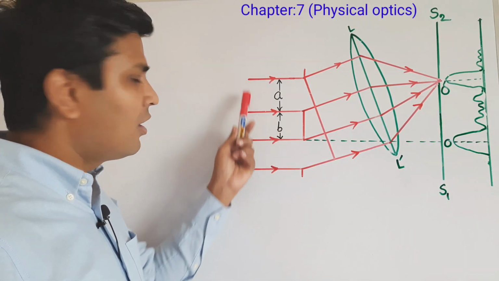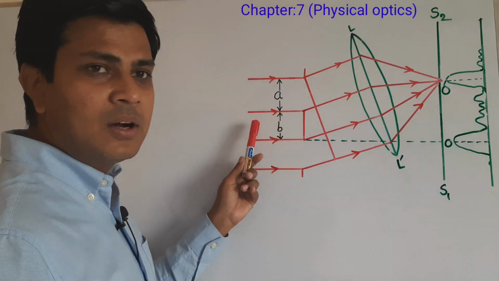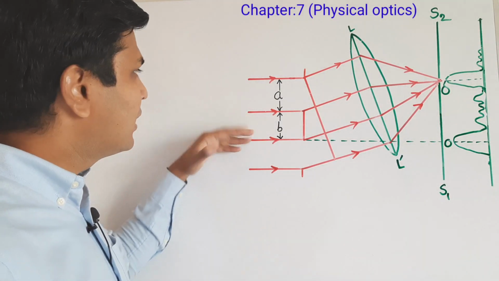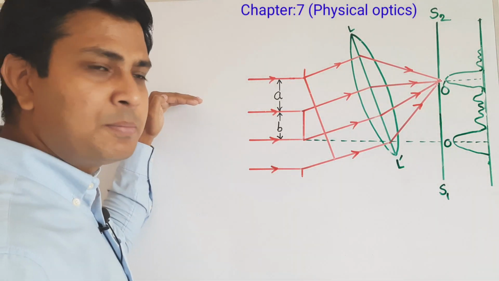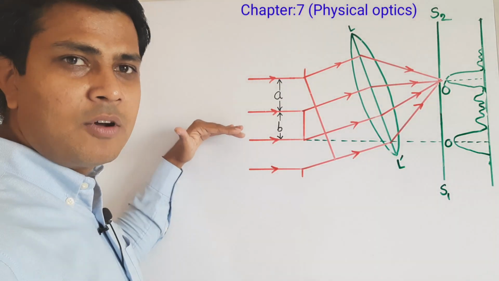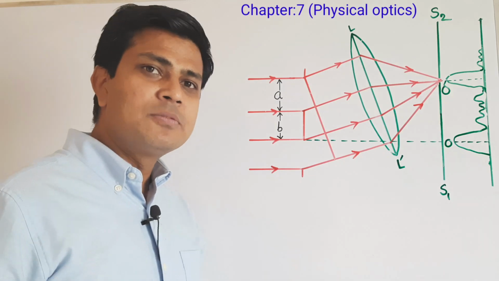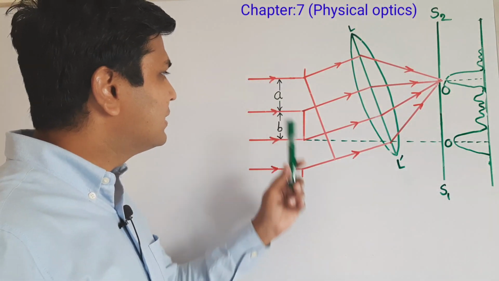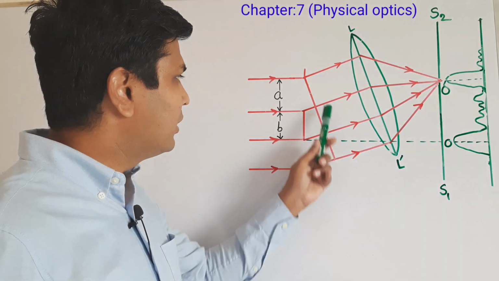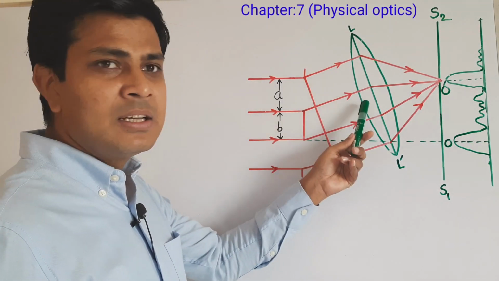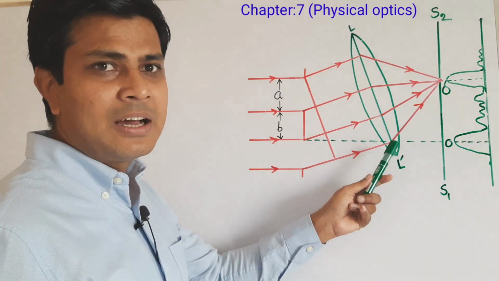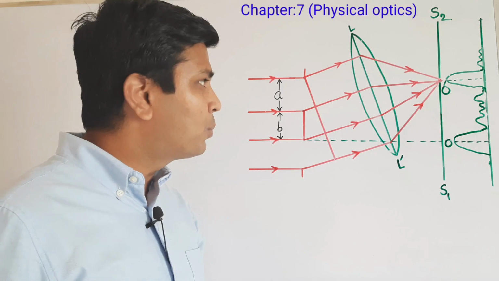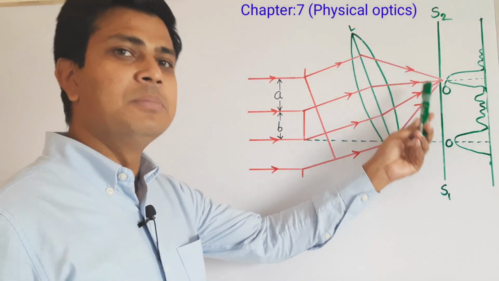A is the width of the slit, B is the width of the line. When light falls on the grating, from the slit the light passes, but from the line the light cannot pass. When light passes through the slits of the grating, then that ray of light will bend. That bending ray is incident on the lens, and after refraction it meets at point O prime, and we'll get O prime as a maxima or a minima.